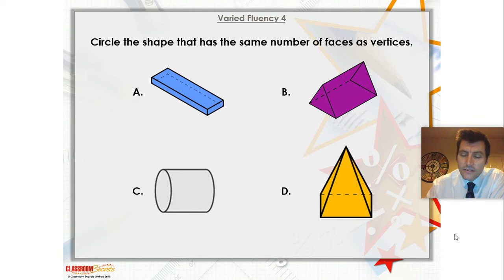Right, guys. Second set of another question here. I'd like to spot the number of faces.